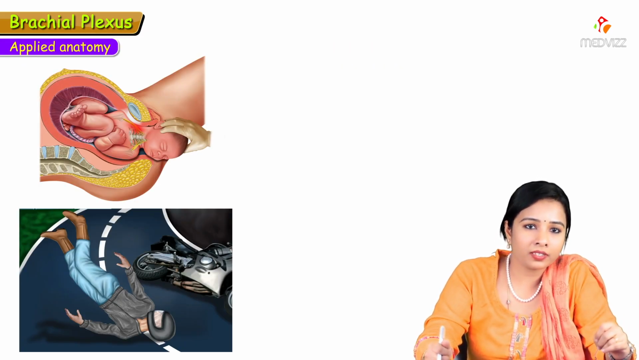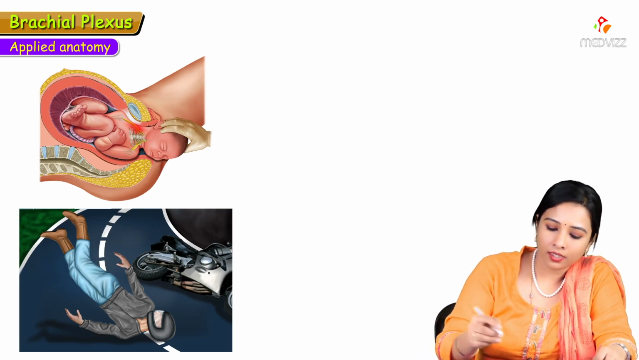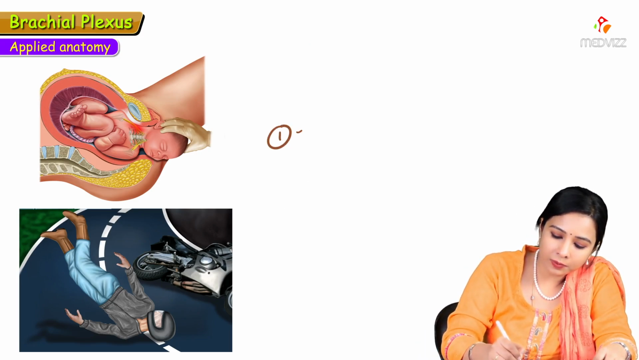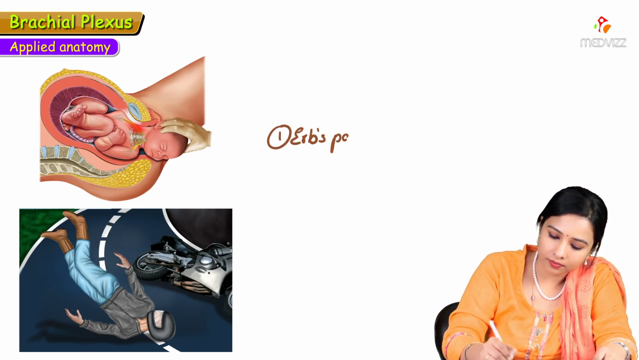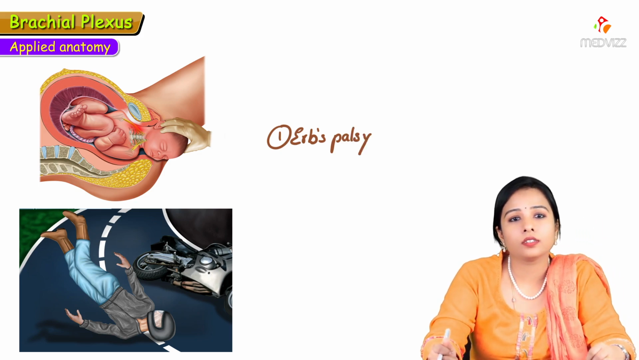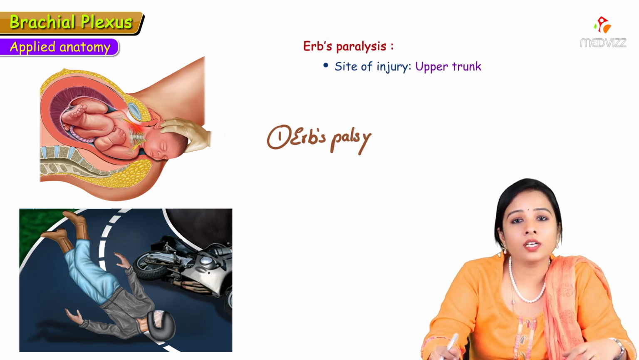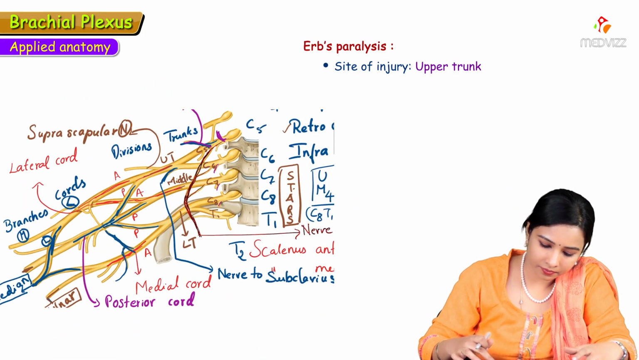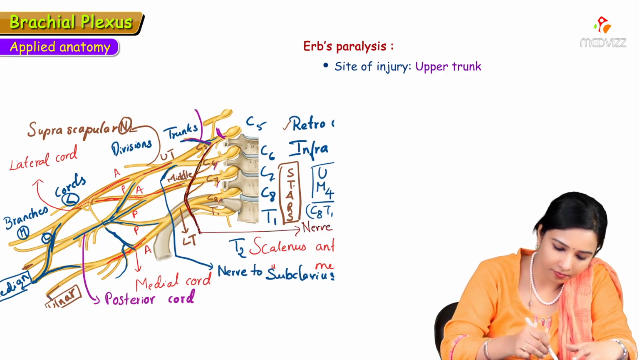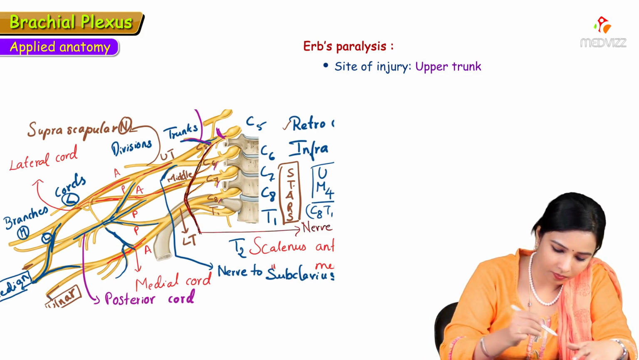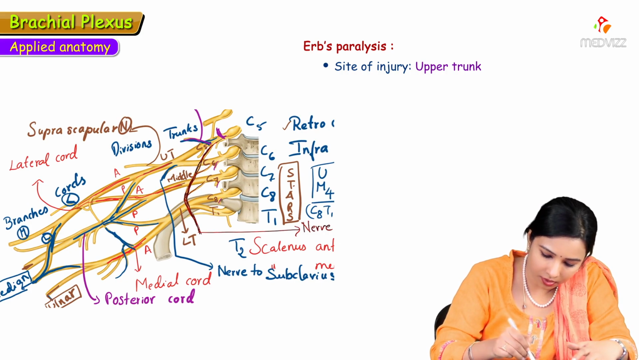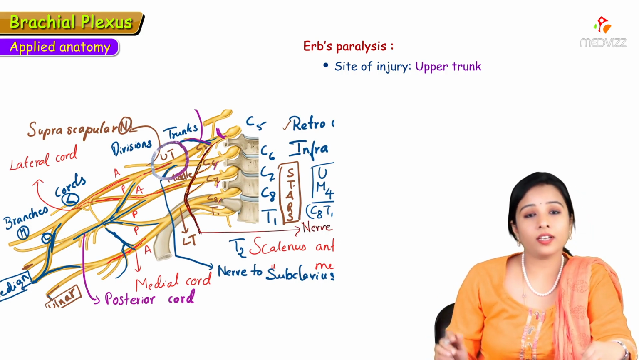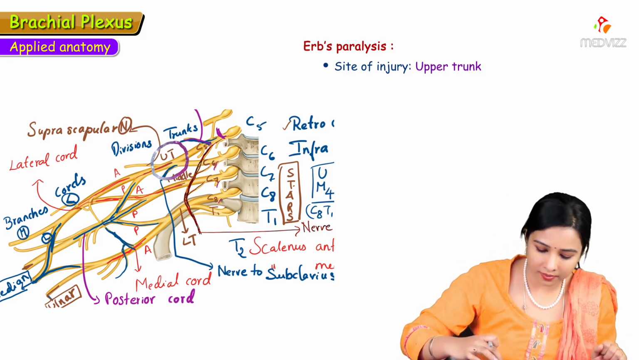Okay, let's talk about applied aspects of brachial plexus. The first condition here is Erb's palsy. The site of injury is the upper trunk of brachial plexus. I'll show it here. So this is the upper trunk of brachial plexus. This is the site of injury for Erb's palsy.